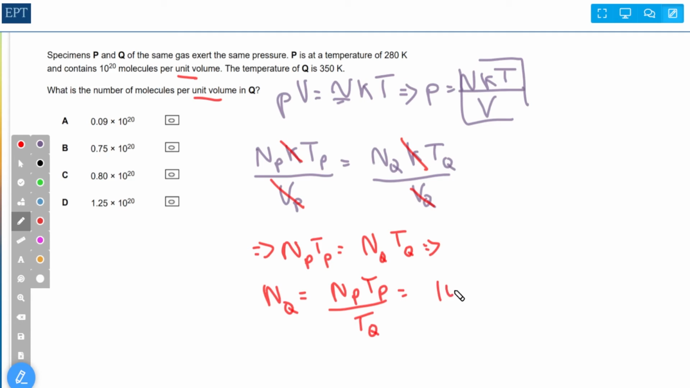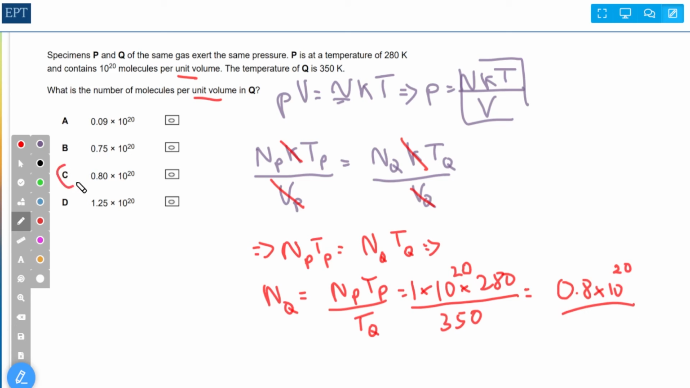And when you bung in the numbers, 1 times 10 to the 20 times the temperature of 280 divided by 350. I should have written 10 to the 20 there and not 10 to the 2, of course. When you work this out, you get 0.8 times 10 to the 20. And that's the answer.